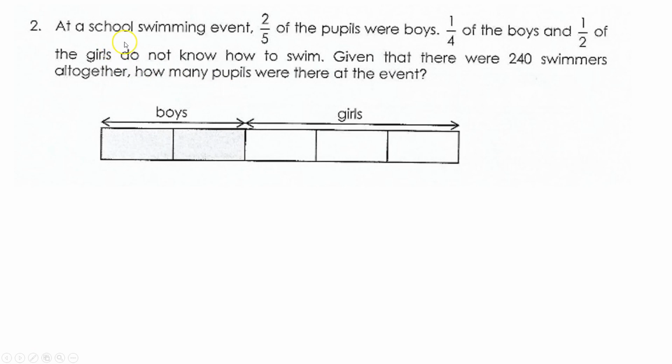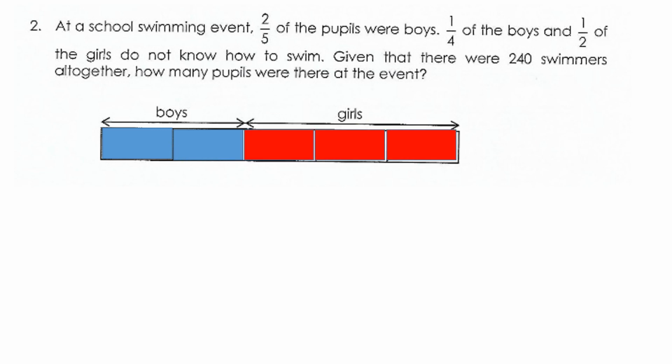Okay, the question goes like this. You have got a school swimming event and 2/5 of the pupils were boys. So as for the model, I would draw 5 total parts, and out of these 5 total parts, 2 parts are boys. And remember, colors always help. So for me, I use a blue color to indicate boys, 2 units. And if you know that 2 units are referring to boys, common sense will tell you that the remaining 3 units will stand for girls. So 3 units.